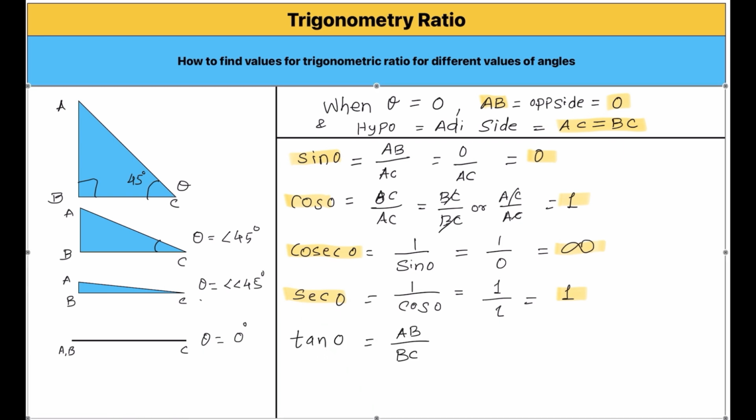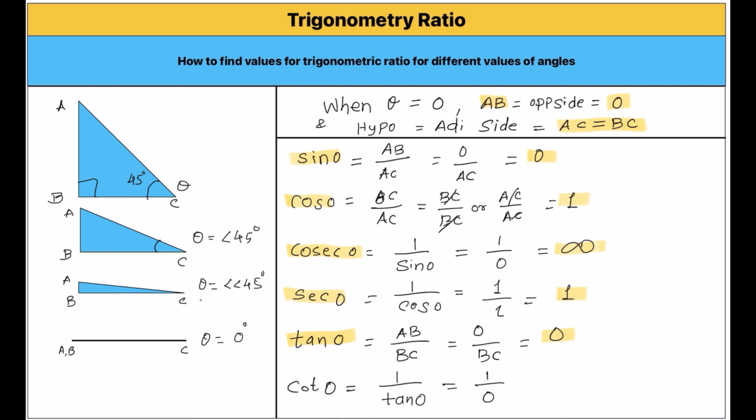Tan 0 is opposite side upon adjacent side. Opposite side was AB and adjacent side is BC. But AB is 0, BC as it is. Hence, tan 0 is 0. Cot 0 is equal to 1 upon tan 0. That means 1 upon 0, as the tan 0 value is 0. So 1 upon 0. Anything upon 0 is undefined or infinity.